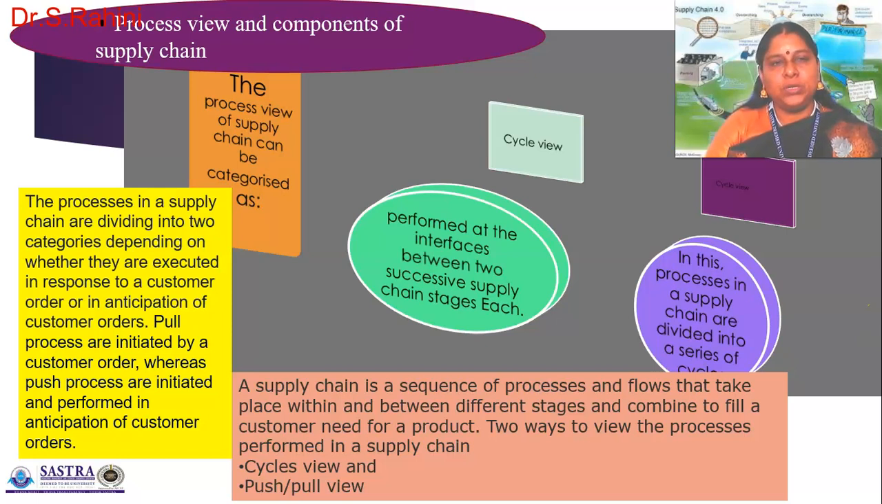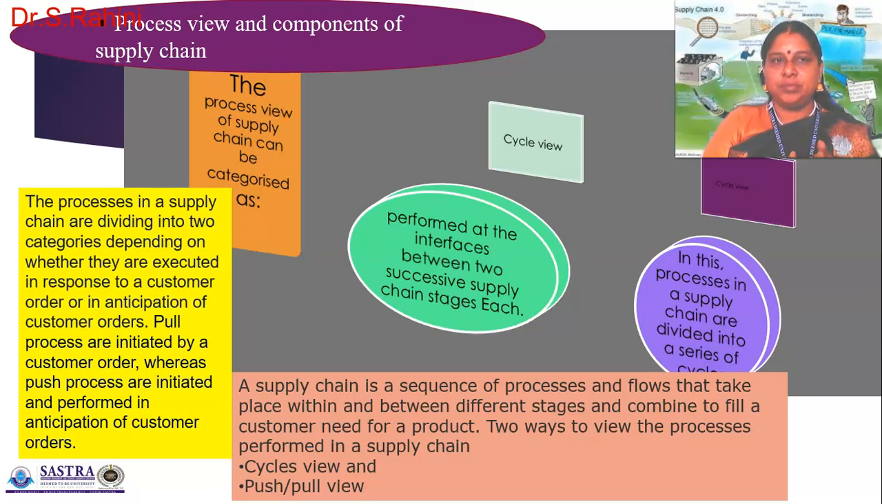Before we go deeper into this concept, let me say once again what is the sequence of processes happening in the supply chain. The supply chain is a sequence of processes and flows that take place within and between different stages and combine to fill a customer need for a product. The two ways to view the processes performed in the supply chain are, number one, the cycle view, and another one, the push and pull view.